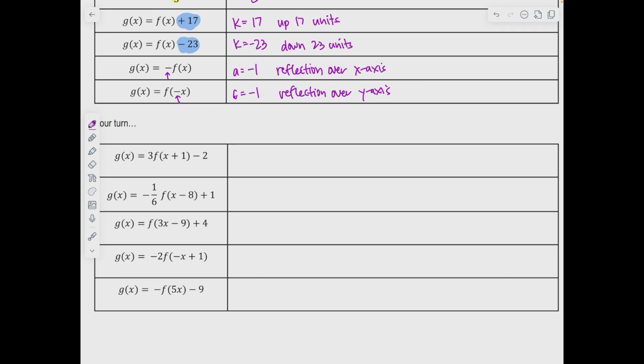Okay, I'll give you a hint for this third one. You need to factor out the 3 first before you determine your transformations. Okay, so pause here. Oh, and the same thing with the fourth one, by the way. When you do the fourth one, factor out the negative 1 first. Okay, so pause here. Give these 5 problems a try. Let's see how we do.